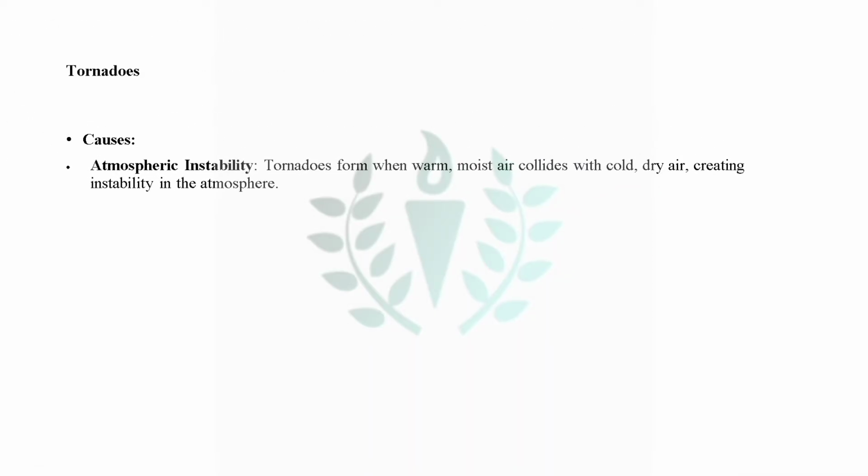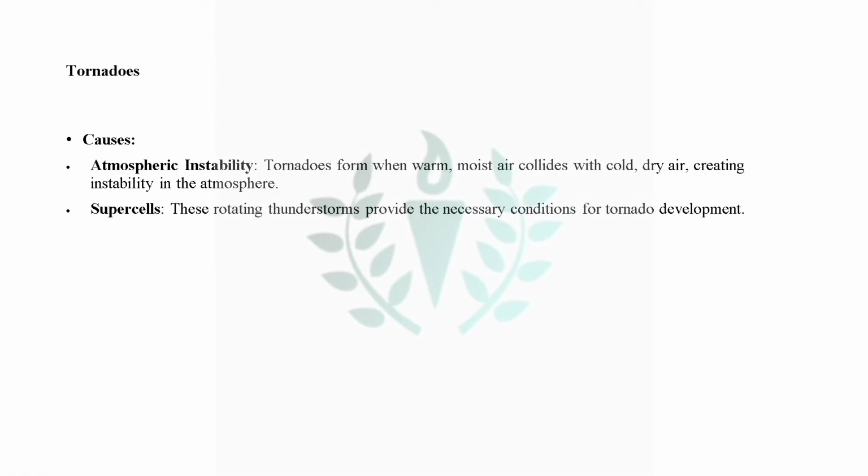Tornadoes are also considered natural disasters. Their causes may be atmospheric instability or supercells. Tornadoes form when warm, moist air collides with cold, dry air, creating instability in the atmosphere, thus leading to tornadoes of variable speeds. Supercells, these are rotating thunderstorms, provide the necessary conditions for tornado development.